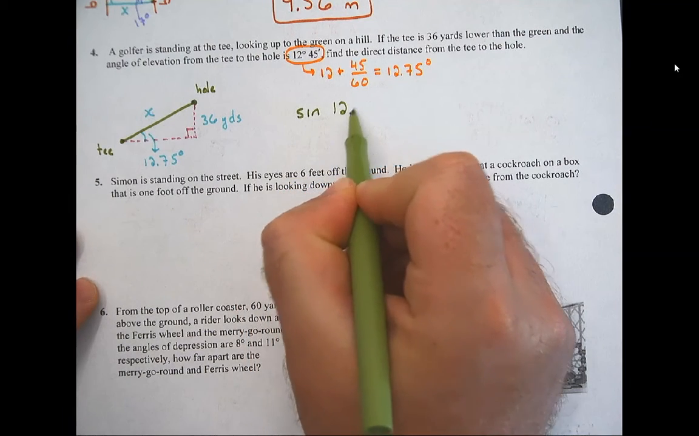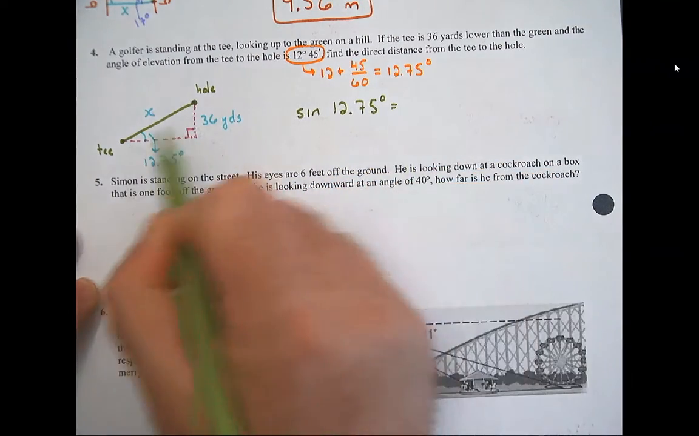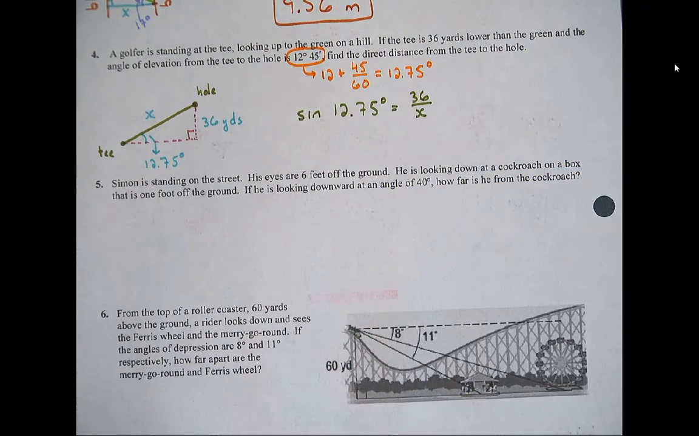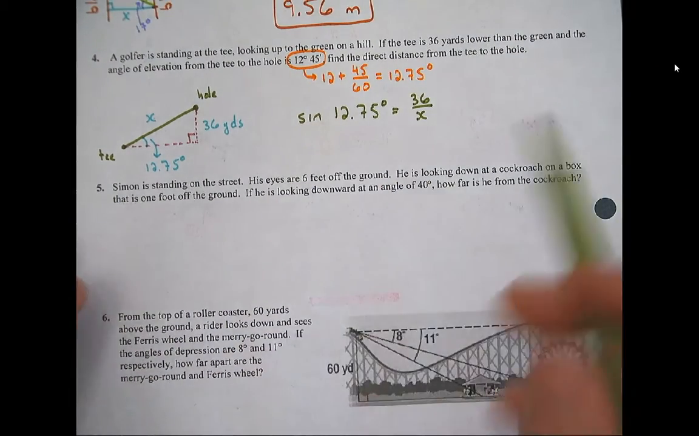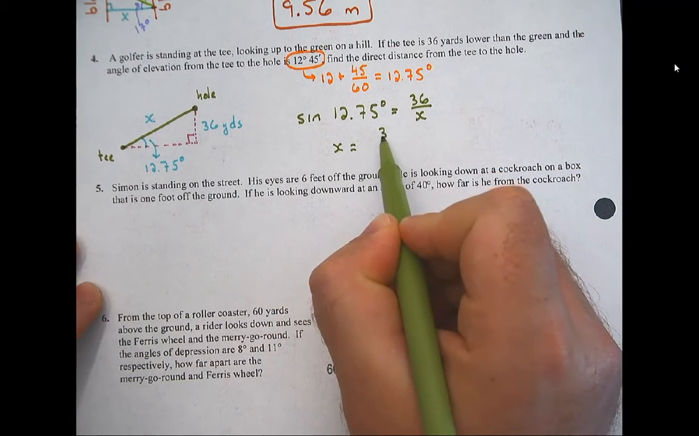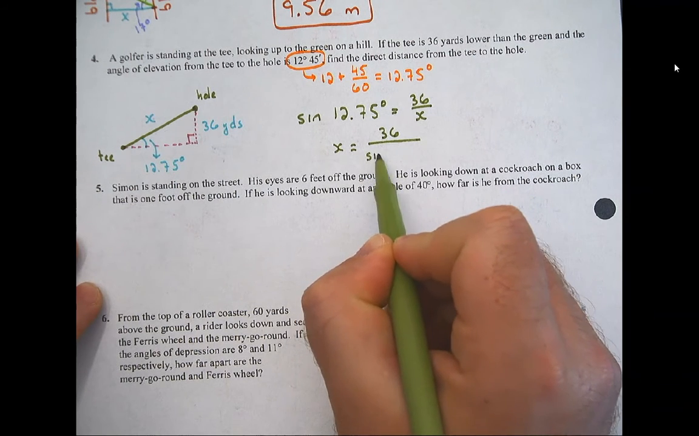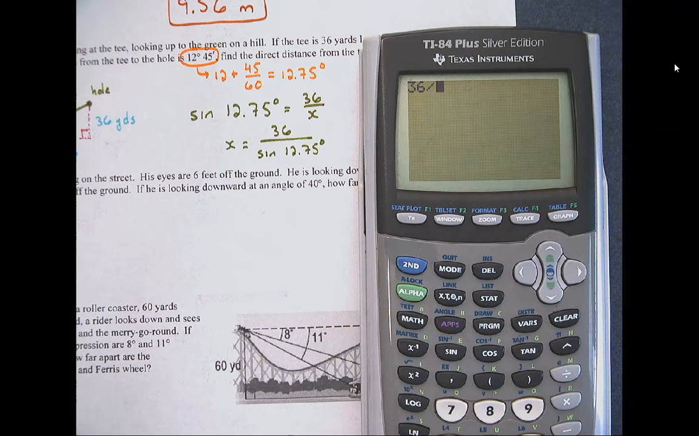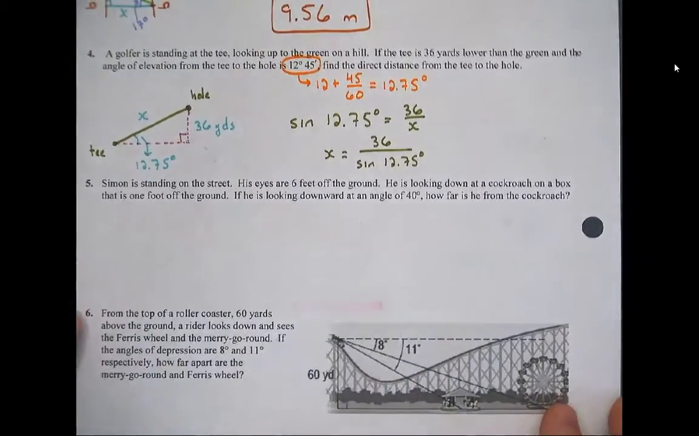Sine of my angle, 12.75 degrees, equals opposite, which is 36, over x, which is what we don't know. This is root switchy. If you want to learn how to solve it that way, you would switch those two around. So I would get x equals 36 divided by sine of 12.75 degrees, which is something I would need my calculator to compute. 36 divided by sine of 12.75. We get 163.12.